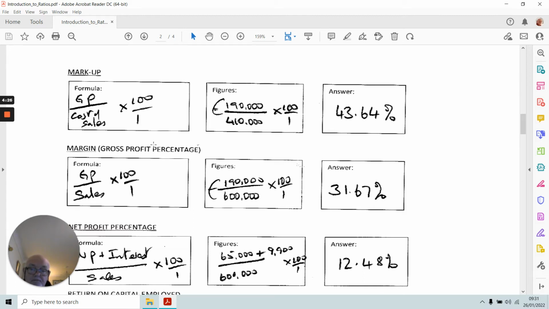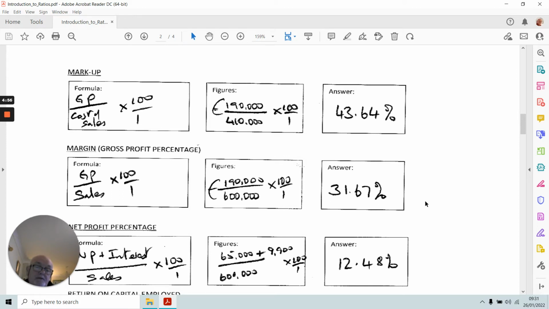Markup and margin deal with the same idea. They're both dealing with gross profit, just looking at it from a slightly different perspective. The person working in purchases, who's used to dealing with the cost price, he would describe a transaction's markup. How profitable was that transaction? He's thinking in terms of cost, or she's thinking in terms of cost. So it's gross profit as a percentage of cost.